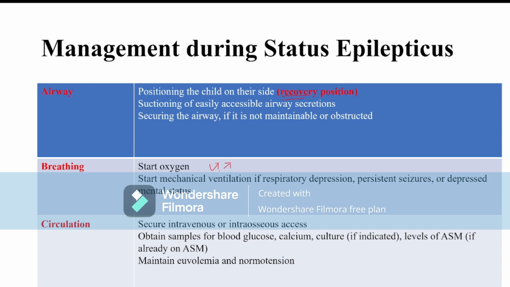So you have to give the oxygen to the patient as early as possible. Circulation: securing the intravenous access to give the patient intravenous fluid, and also collect some blood samples, like blood sugar, calcium, electrolytes, CBC, CRP, culture, and other things, and securing the intravenous or intraosseous access. You need to give the medication to decrease or subside the convulsion.